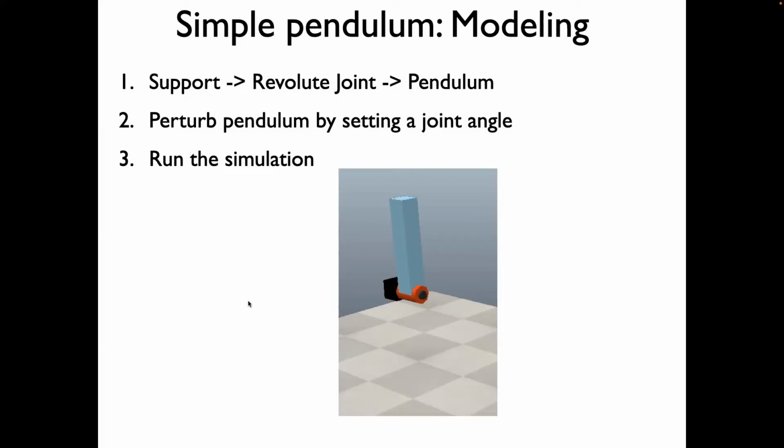This video demonstrates how to model a simple pendulum. We'll create a support, Revolute joint, and then we'll create the pendulum. We'll then perturb the pendulum by setting a joint angle which is other than 0, and then we'll run the simulation so that the pendulum will swing freely.